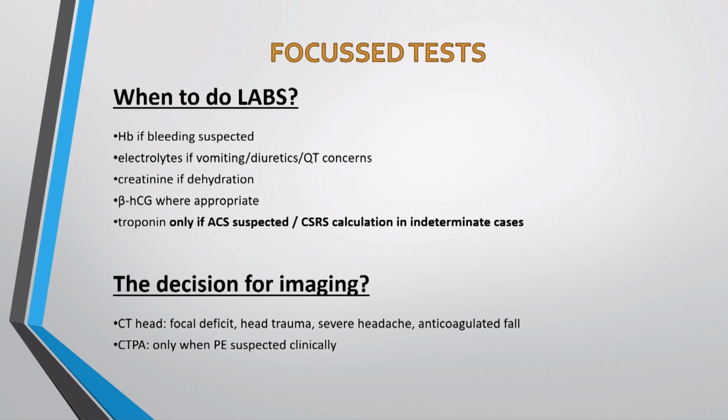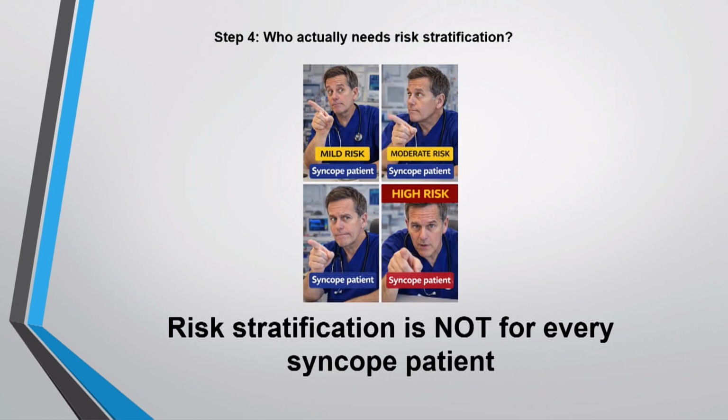And when do we go for the imaging? When do we decide we need imaging? If there is any focal deficit, if there was history of any head trauma, if the patient is complaining of severe headache, or the patient was already on anticoagulants, yes, we can go for an NCCT head. And what about pulmonary embolism? We have to do the pulmonary angiography.